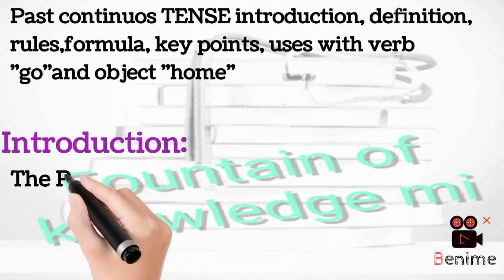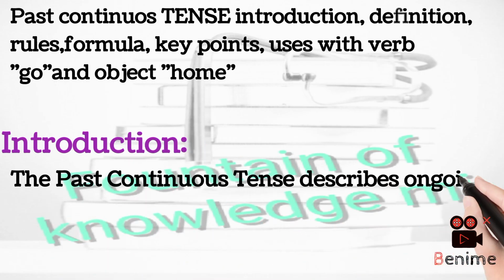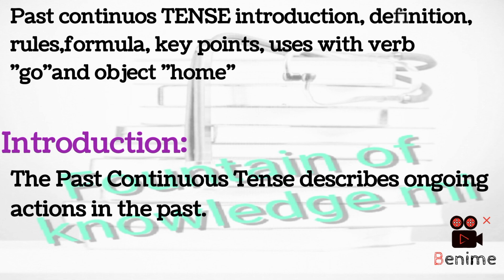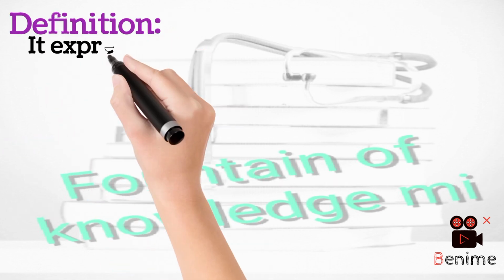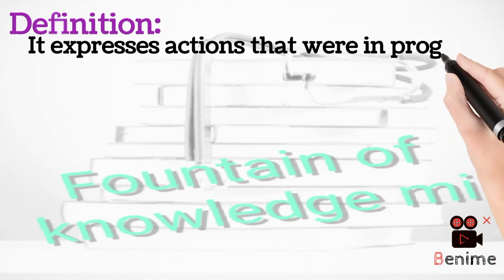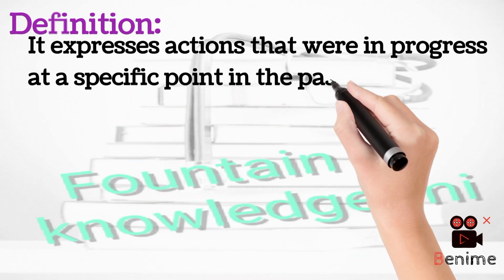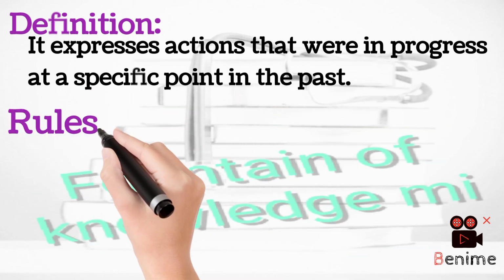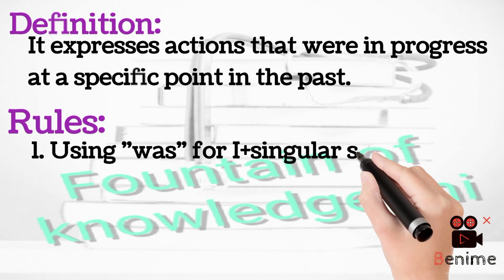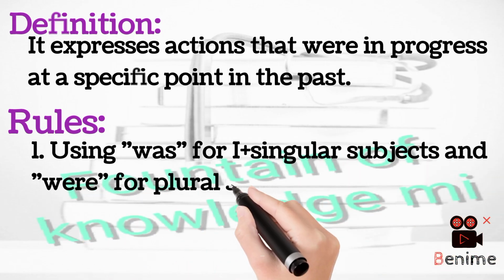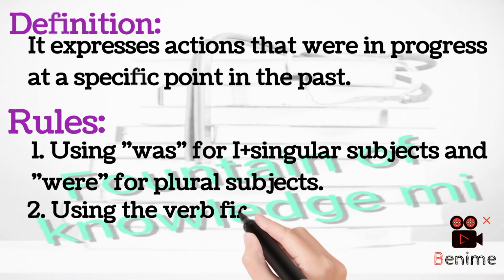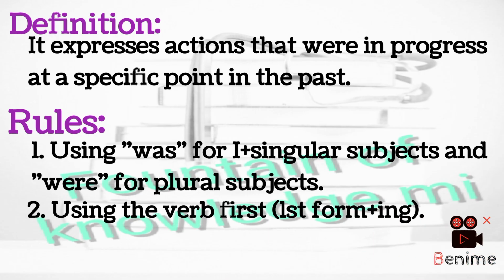Introduction. The past continuous tense describes ongoing actions in the past. Definition. It expresses actions that were in progress at a specific point in the past. Rules. 1. Using was for I plus singular subjects and were for plural subjects. 2. Using the verb first form plus ing.